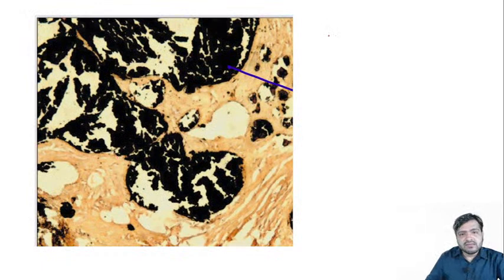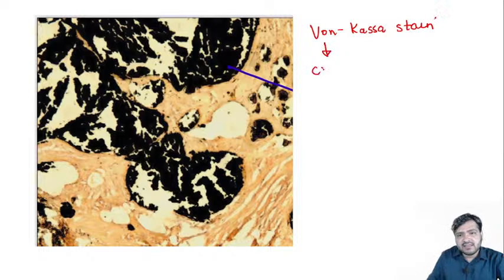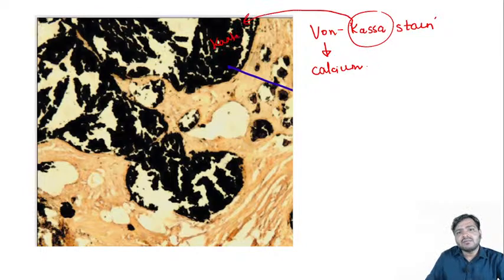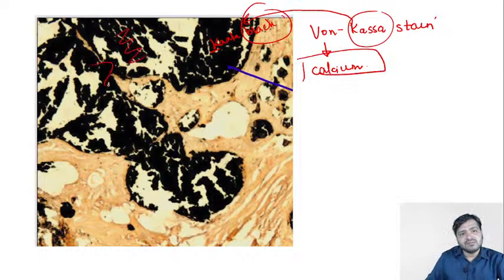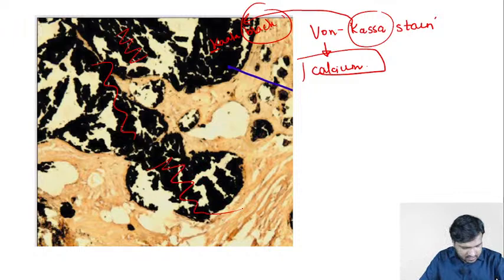Coming on to the next, guys, this is the von Kossa stain, and you all know that this particular stain is responsible for staining calcium. You can just remember from K that this is kala, right? So that is black. That is the calcium which is stained over here. You can see, this is all the calcium.